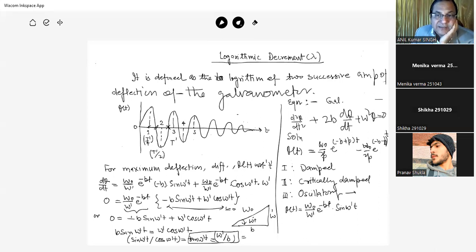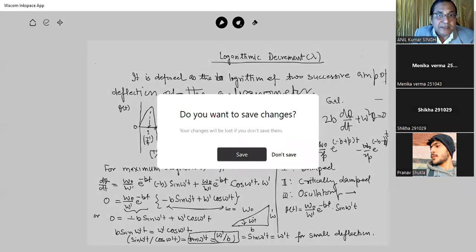And sine omega dash t is equal to omega dash t for small deflection. And these conditions are the basis of our logarithmic decrement. And let us save this page and come to the new page.